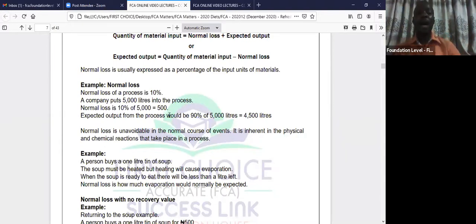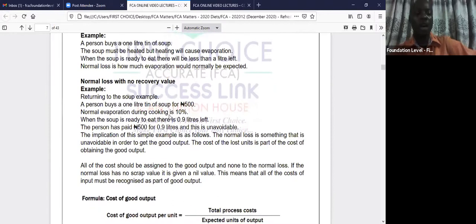Normal losses are expected. If, for example, you buy a 1 liter tin of soup and you must heat the soup, the soup will evaporate, so you cannot avoid it. And so your output will no longer be 1 liter. It might be something less than a liter. So normal loss would have been evaporation. We see that in producing chemicals, perfumes, even sometimes things we eat like tomatoes. I keep using tomatoes.